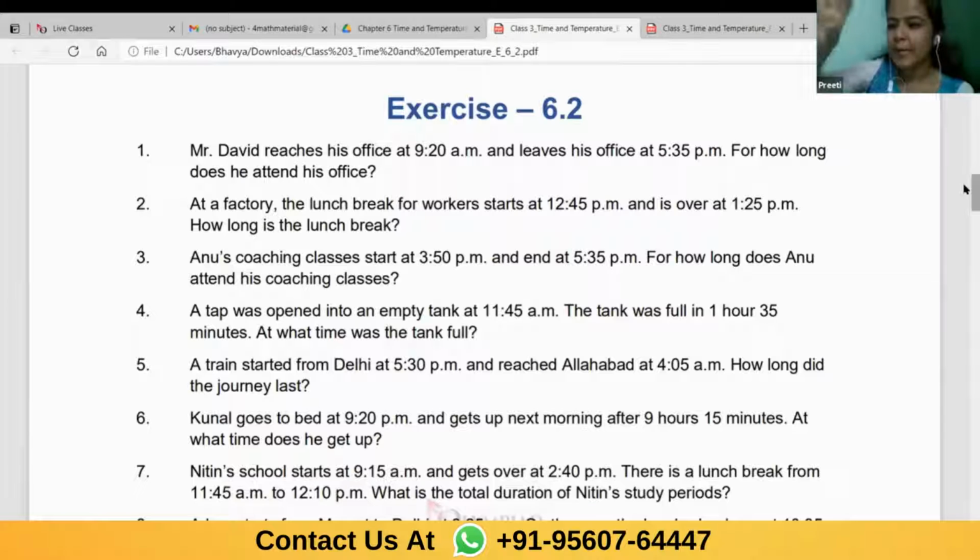I opened the tap at 11:45 and it took 1 hour 35 minutes for the tank to be full. So at what time was the tank full? Zaira, what will be the time when you add 1 hour to 11:45? 12:45. I have two Zairas in the class, Sanvi.